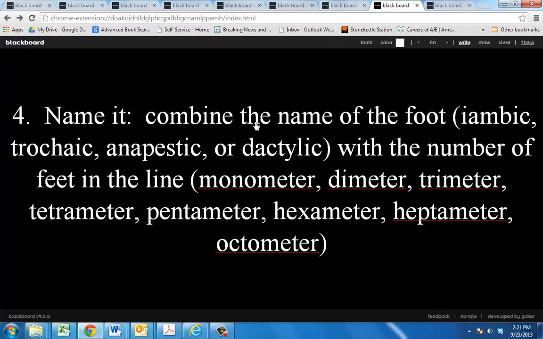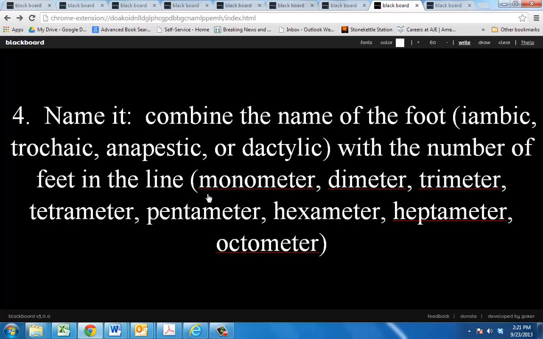You combine the name of the foot, and if it is iambs, we say that it is iambic. If they are trochees, we say it is a trochaic meter. If they're anapests, it is anapestic. Or if it is primarily dactyls, we call it dactylic. So you take that name and combine it with the number that are in the line.